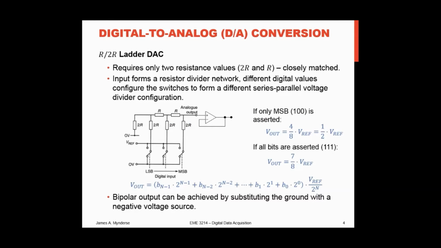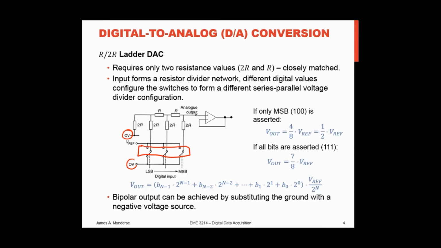A similar but less demanding implementation is the ladder digital to analog converter. The advantage here is there's only 2 resistance values, so it's not quite as fussy about that. And you have a voltage divider, resistor divider network. One end of this network is connected to ground or 0 volts, and then here, this is your register with the digital binary value that's going to be converted to an analog signal.